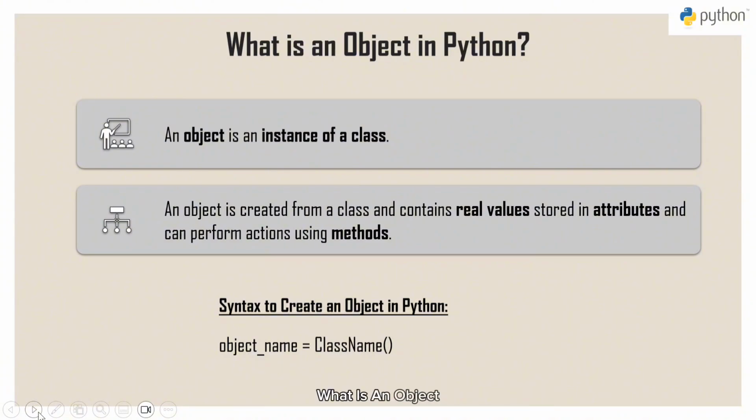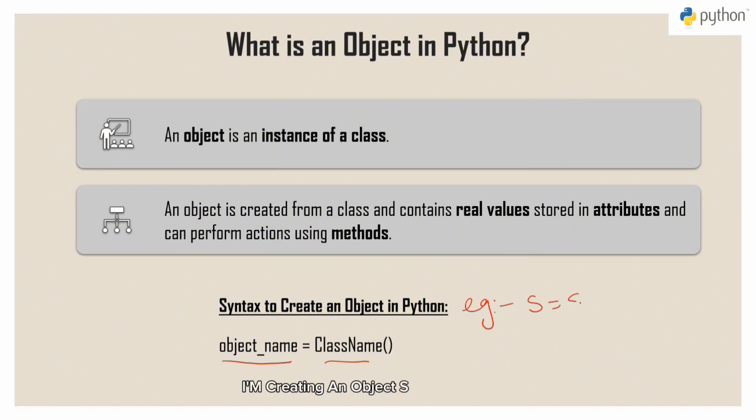Now what is an object? An object is an instance of a class. So how will we define an object, how will we create an object? The syntax is object name equal to class name. We'll take an example like I am creating an object S. I have a class student. So this is the object, this is my class name. This is how we can create an object of a particular class.